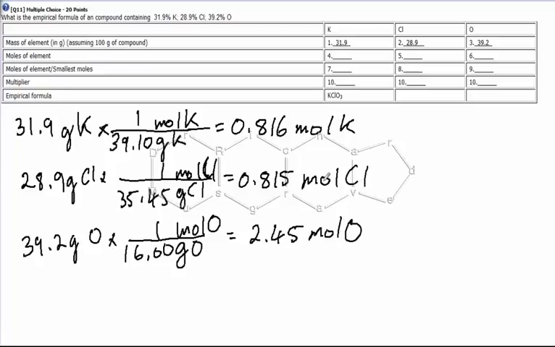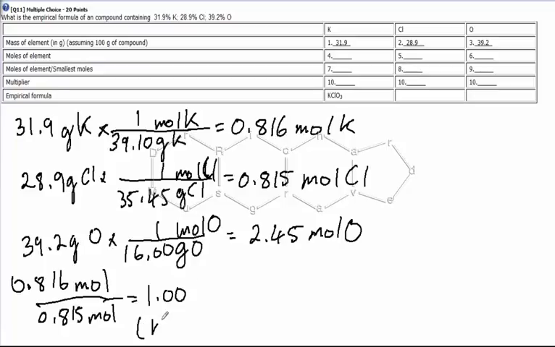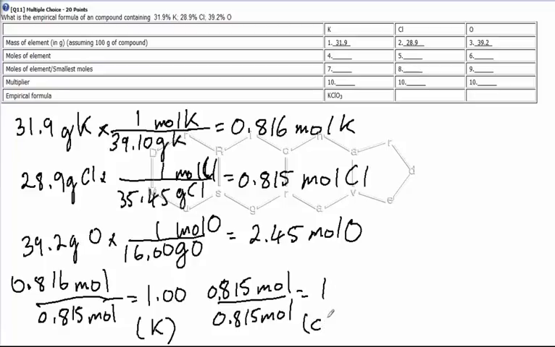The next thing we want to do is take these and divide through by the smallest one, which is 0.815 here. So looking at the potassium first, we've got 0.816 moles divided by 0.815 moles. And that comes out to be 1.00, so that's for the potassium. And we know for the chlorine what's going to happen is we've got 0.815 moles divided by 0.815 moles, and that will definitely be 1, and that's for the chlorine.